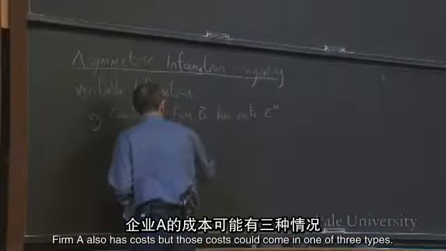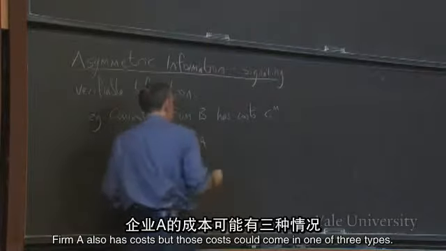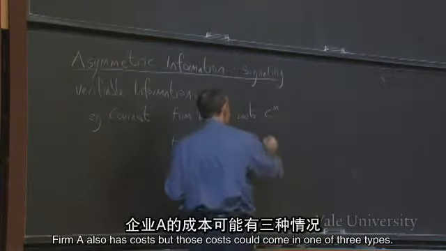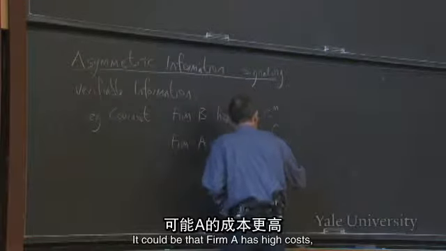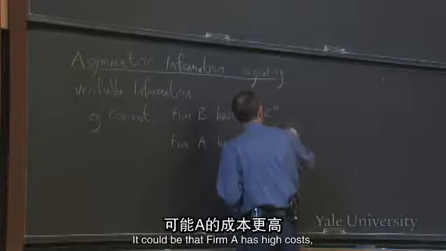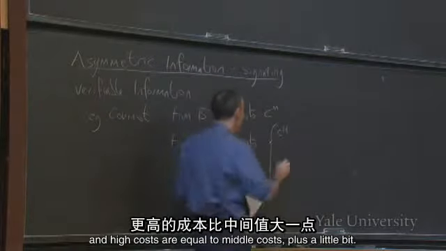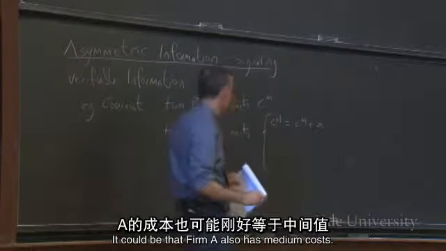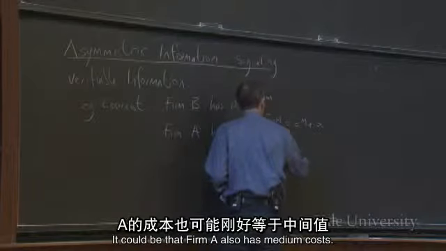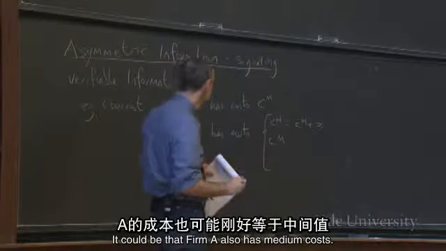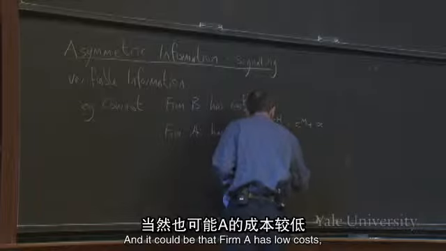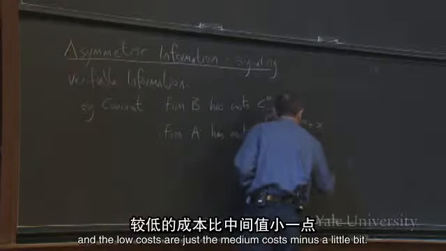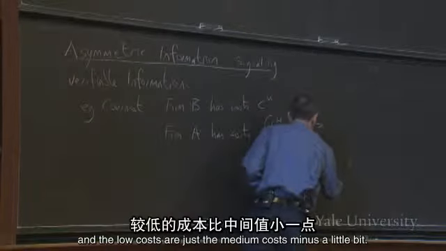And firm A also has costs, but those costs could come in one of three types. It could be that firm A has high costs, and high costs are equal to middle costs plus a little bit. It could be that firm A also has medium costs. And it could be that firm A has low costs, and the low costs are just the medium costs minus a little bit.